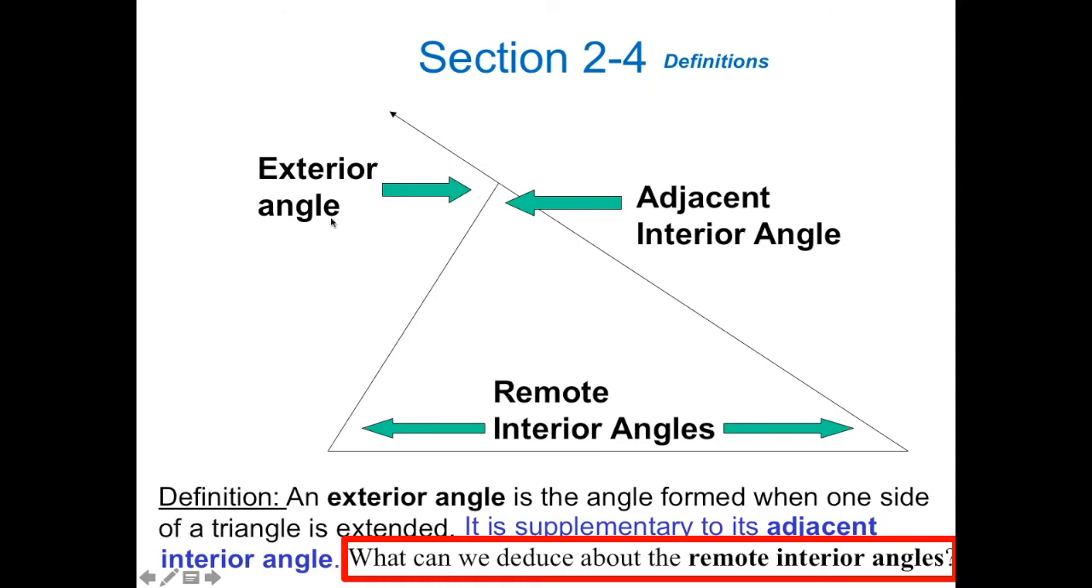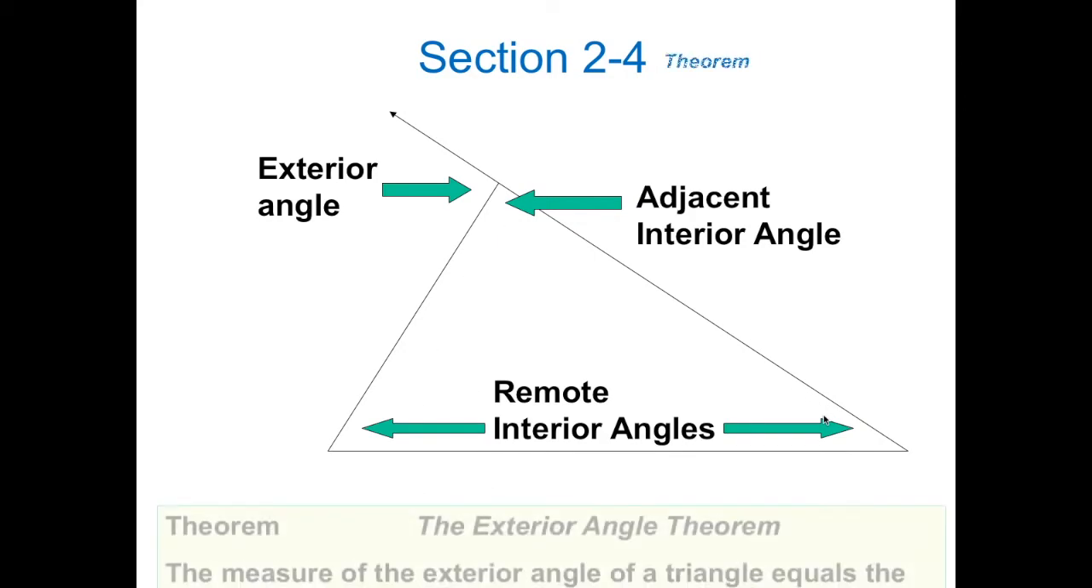I'm going to ask you guys, what can we deduce about these two remote interior angles? Is there something that we can maybe say about them? Well, this plus this equals 180. Hint: what is this plus this equal? Also 180. Okay, let's get into it.